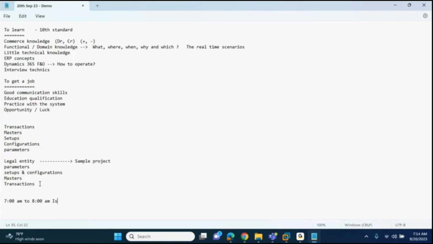Now the timings will be 7 a.m. to 8 a.m. IST, Monday to Friday. If you are in USA, it will be Sunday to Thursday. If you are in India, it is Monday to Friday. Morning, 7 a.m. to 8 a.m. IST, 5 days a week. The duration will be around 2 to 2.5 months.